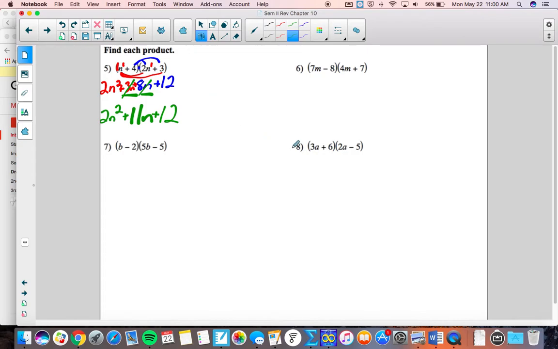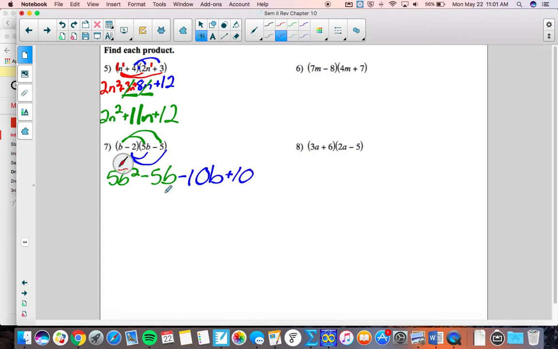Let's try one more. Let's do this one. So we'll distribute here. We get 5b squared. And we'll distribute here. We get negative 5b. And then here we have negative 2 times 5b. So negative 2 times 5 is negative 10b. And then negative 2 times negative 5 is positive 10.